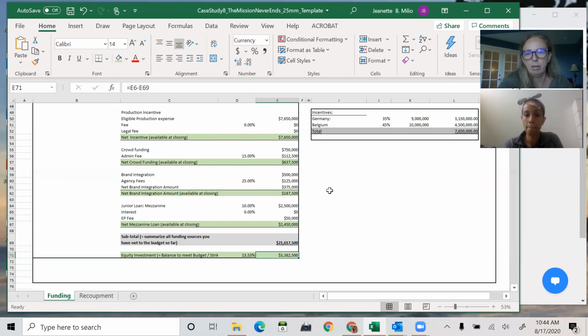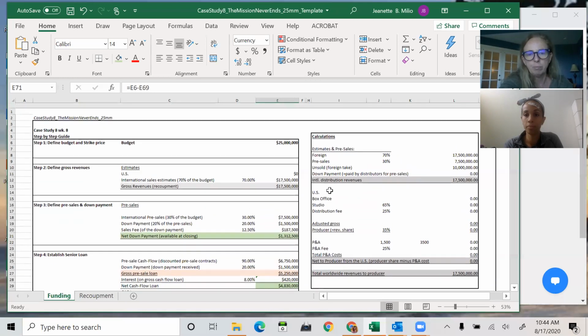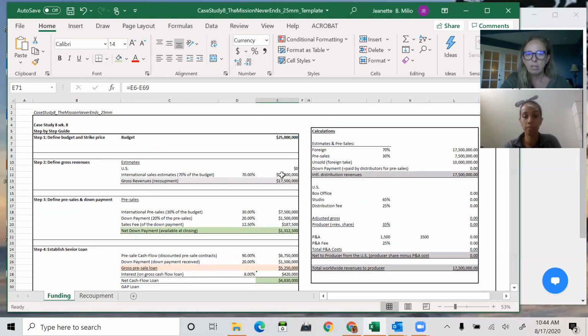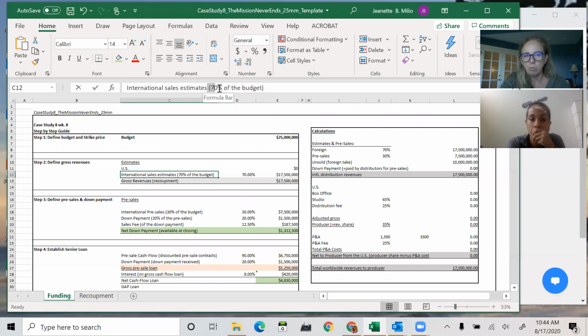I'm going to start from the beginning, okay? So here's how we started. We had 70% of our budget as estimated distribution revenues to be received. That 70% is calculated by taking 70% of the budget. And it's right here. I made a little note here. I'm going to send this to you. I'm going to make this red. That's how you calculate this.